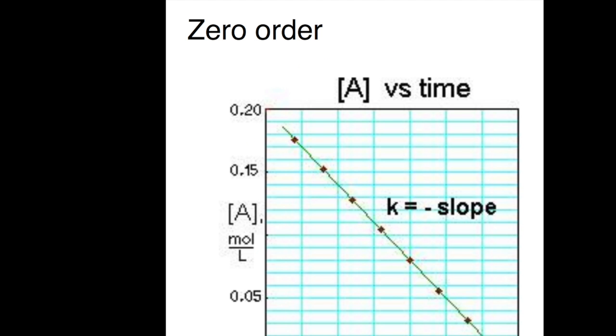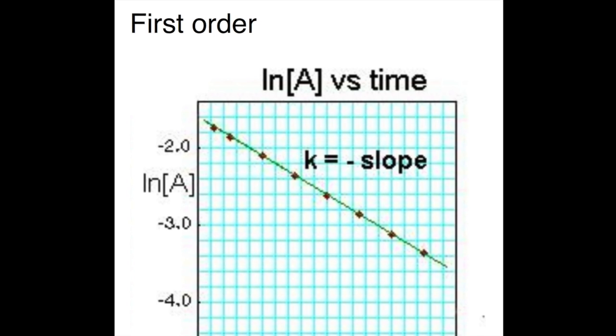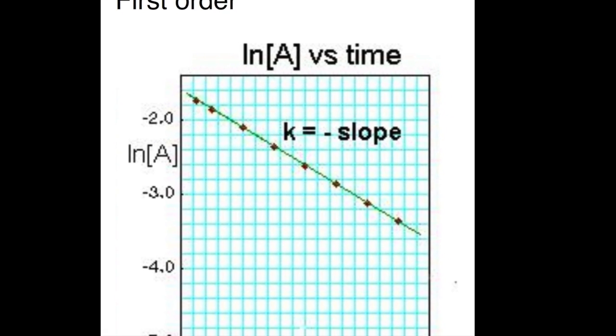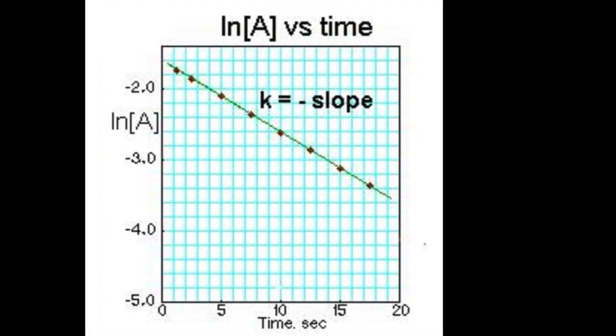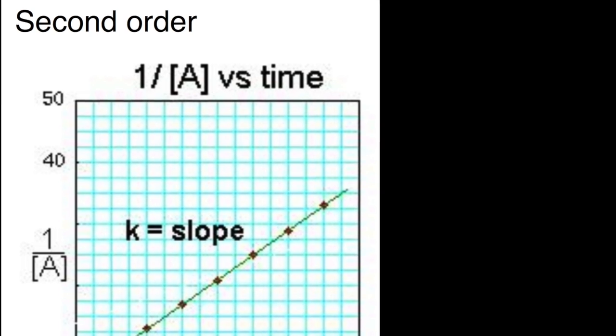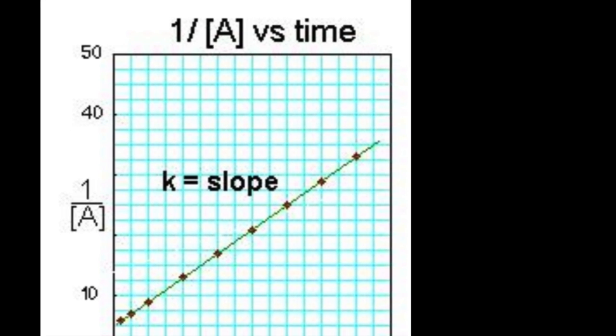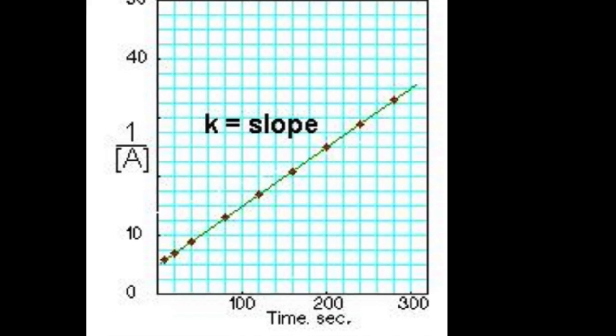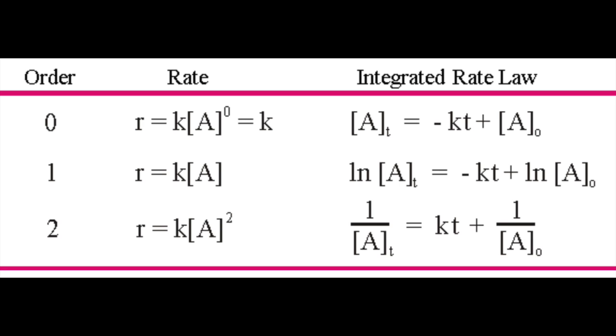We can also determine reaction order by looking at graphs. For a zero-order reaction, its graph should look like this: a negative slope with the y-axis labeled as concentration of reactants. For a first-order reaction, the graph should be a negative slope with the y-axis labeled as natural log of concentration of reactant. For a second-order reaction, the graph should be a positive slope with the y-axis labeled as 1 over the concentration of the reactant. We can use calculus to integrate the rate law for the three different order reactions, which gives us the following. These equations are given in the equation sheet, so don't worry about memorizing them.